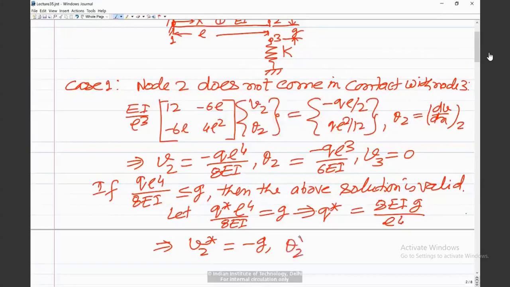And theta 2 star, if you work out, put the values, will come out as minus 4G upon 3L. That is, in this expression you put the value of Q star to get theta 2 star. And at this load Q star, V3 star will be just equal to 0.